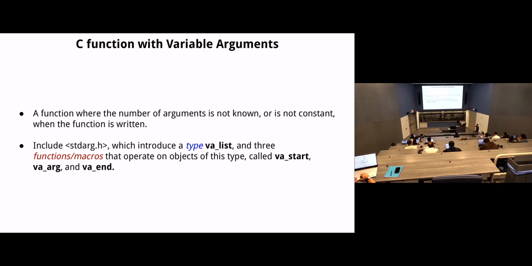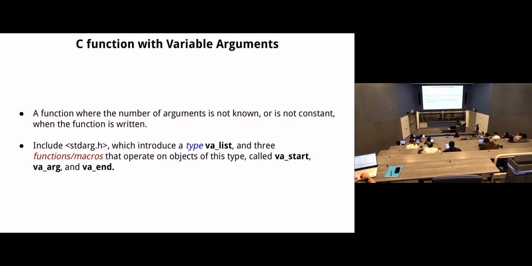So for those kinds of functions with variable arguments, when you develop that function, you don't know how many arguments will be there when this function is called. It could be 3, it could be 5, it could be more than that. So to develop a function like that, you need to use the C standard library, stdarg.